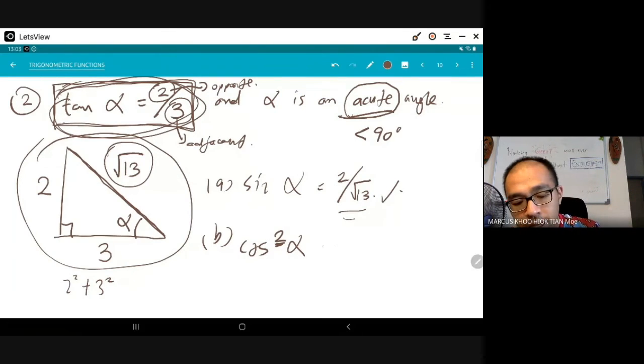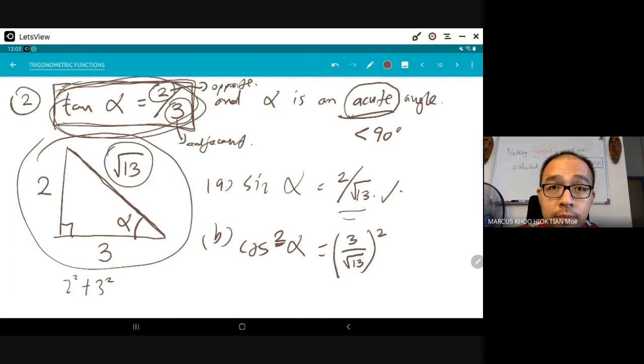So cos alpha is what? If this is alpha, cos is 3 over square root 13. The whole thing kamu kasih square. Okay, that's what the cos squared alpha is. Jangan juga, dia bukan bermaksud the alpha itu kau kasih square, bukan. It's just the ratio itu kamu kasih square.